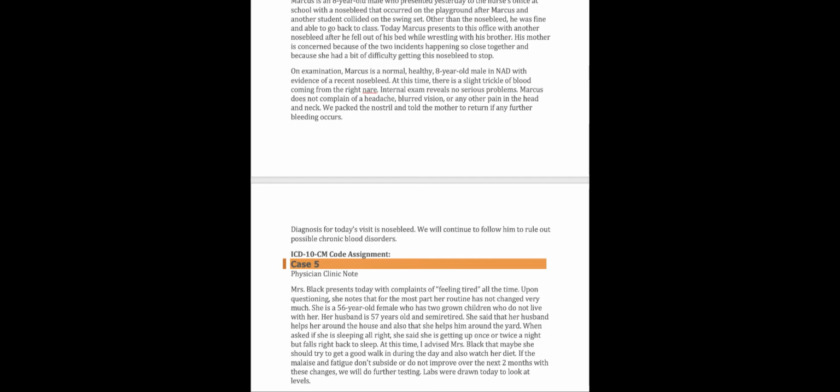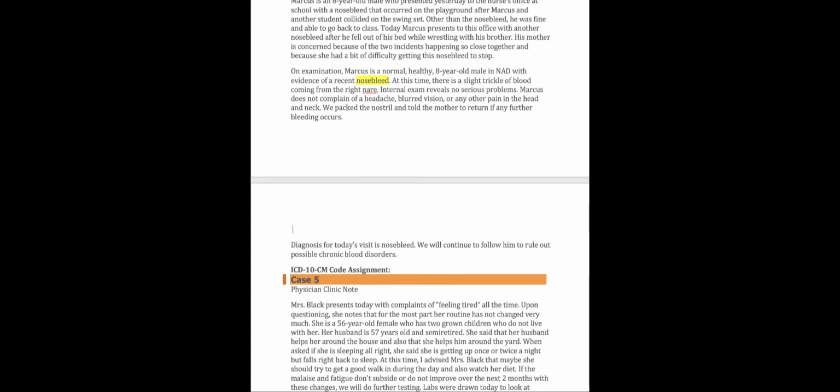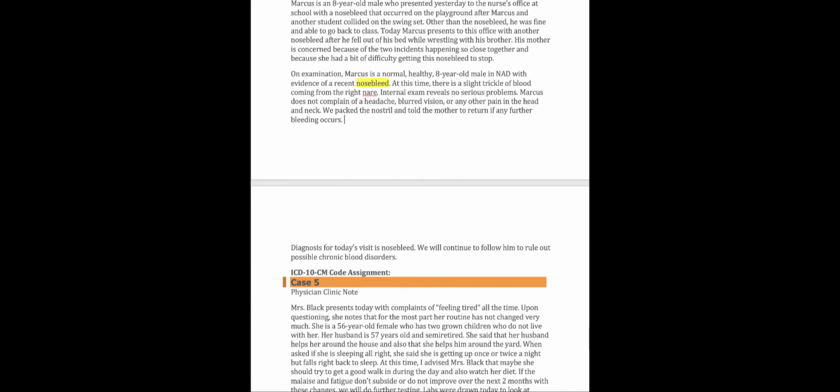Does not have blurred vision. Any other pain in the head, neck. They packed his nostril and told the mom to bring him back if something else happens. So at this time, it's just a nosebleed that we are going to look up. Just so you know, nosebleed is also known as epistaxis. So if you can't find it under nosebleed, look under epistaxis.